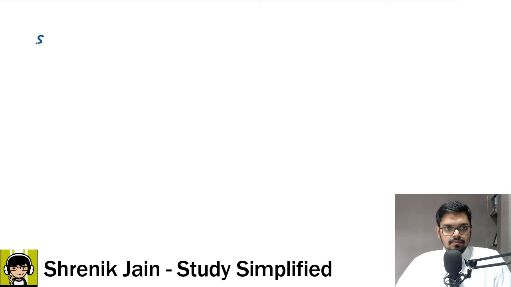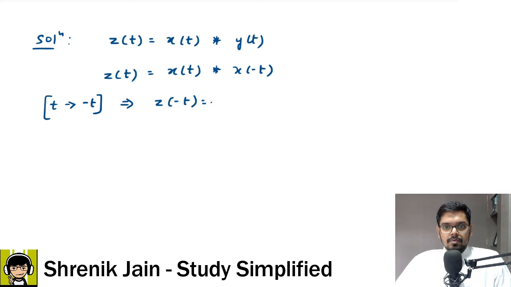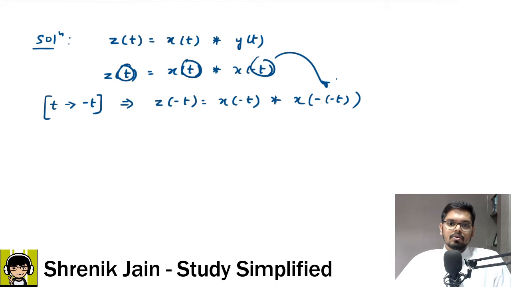See carefully. We have to comment on a signal, let us say z of t, which is what? x of t convolved with y of t. But what was y of t as per the question? y of t is nothing but x of minus t. So this is your z of t. If I replace t with minus t, what will happen? In that case, z of minus t would be equal to x of minus t convolved with x of minus, t, right? Where t you have replaced with minus t, this is what you are going to get as the calculation.